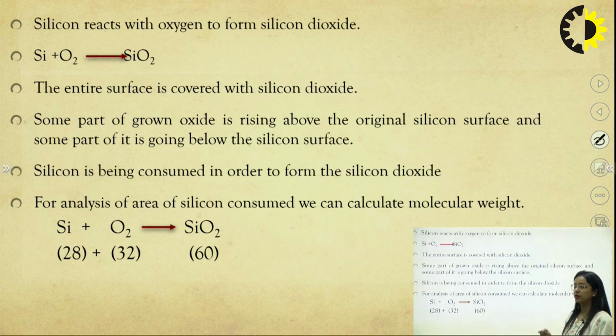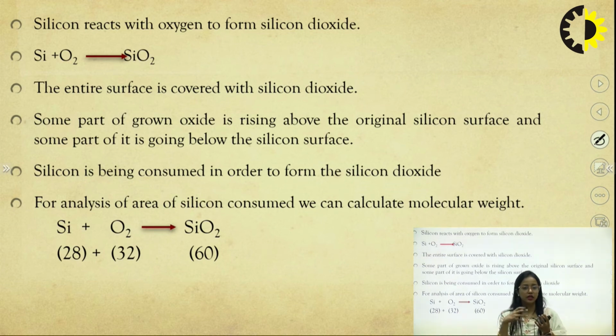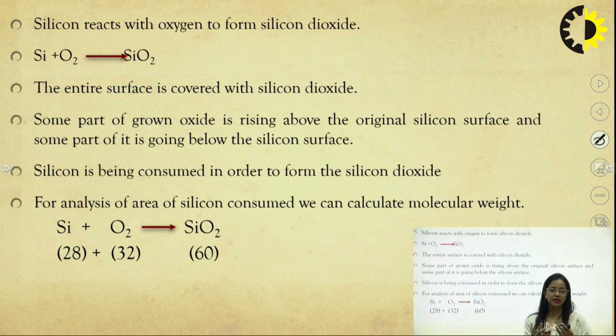So coming on to the chemical reactions, silicon reacts with oxygen to form silicon dioxide. The entire surface is covered with silicon dioxide. When the silicon chunk is exposed to the oxygen molecules, the entire surface starts reacting with the oxygen molecule, and as a result we have silicon dioxide all throughout the cross section which is exposed to the oxygen. So that is what they are telling, the entire surface is covered with the silicon dioxide.